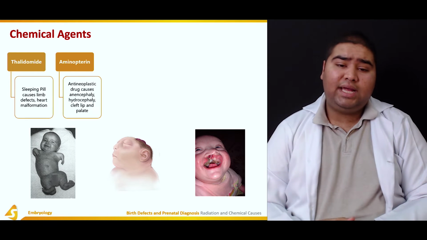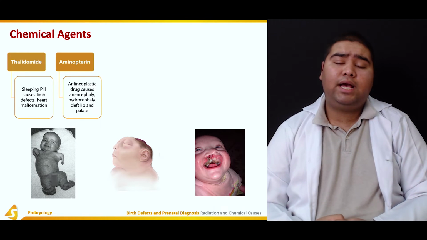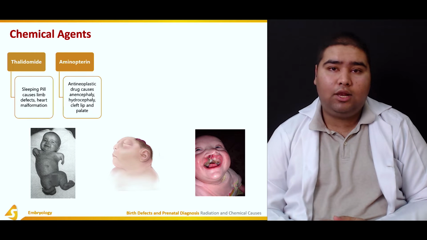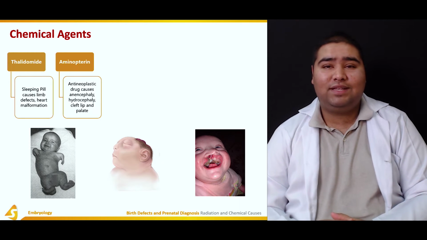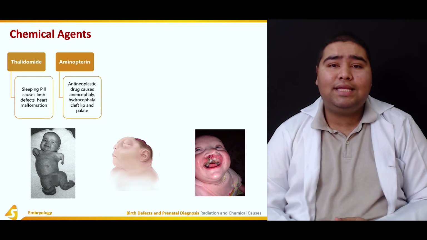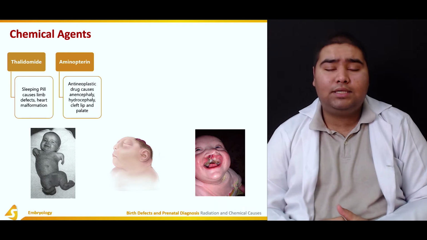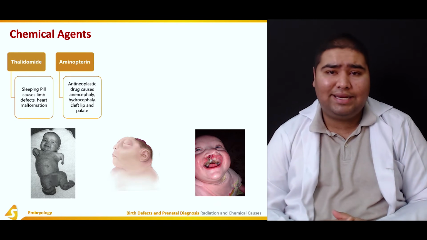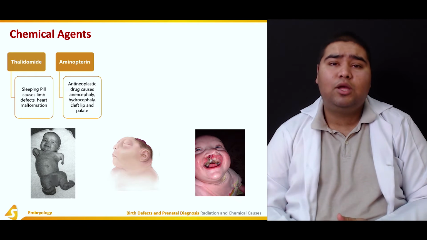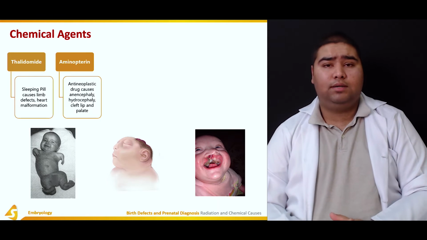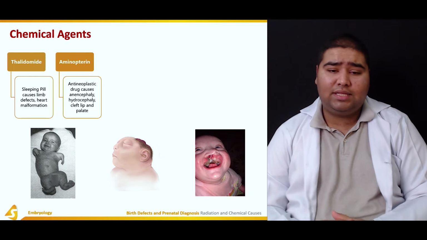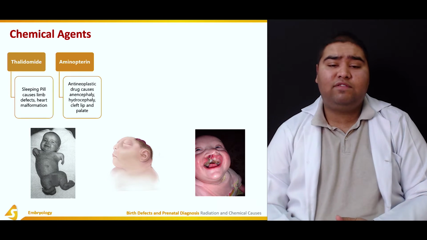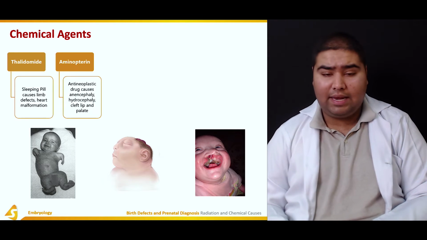The child can also have hydrocephaly. Hydrocephaly means water-filled skull. Obviously, water is not filled in the skull. There's an increased volume of cerebrospinal fluid, also known as CSF, within the ventricles of the brain, as a result of which the brain swells up. The fetus may also have cleft lip and cleft palate.